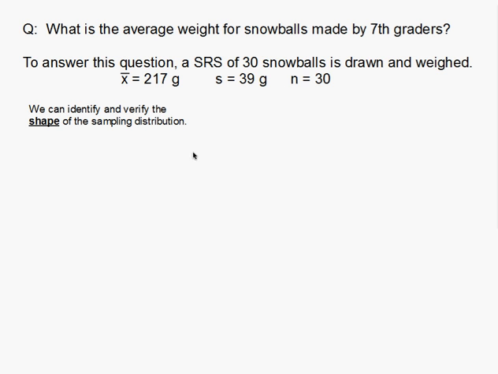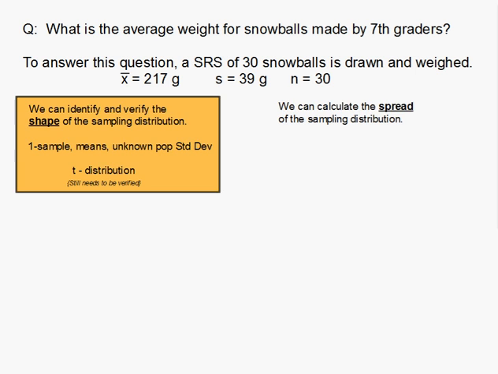Now, having already watched the shape video, we can identify and verify the shape of this sampling distribution. We have a one sample example. We're talking about the mean. We have an unknown population standard deviation. So we're looking at the t-distribution. We still need to verify this like we did in the shape video, but I'm going to leave that because this is the center video.